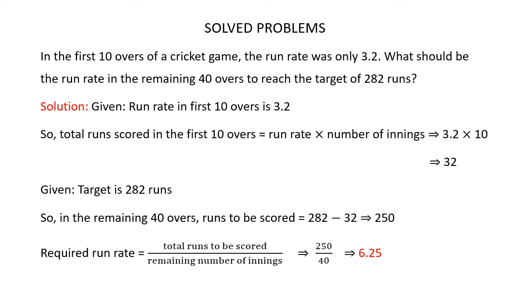Now it's given that the target is 282 runs, but the runs scored in 10 overs is 32. So in the remaining 40 overs, the runs to be scored is 282 minus 32, which is 250. So 250 runs have to be scored in the remaining 40 overs. So the required run rate is equal to total runs to be scored divided by remaining number of overs, which is nothing but 250 divided by 40, which gives us 6.25. So the required run rate is 6.25.